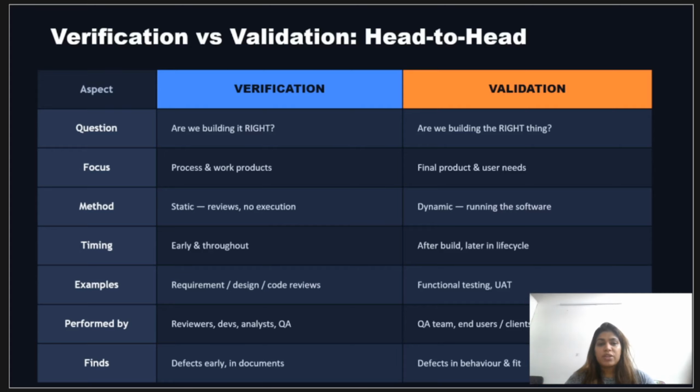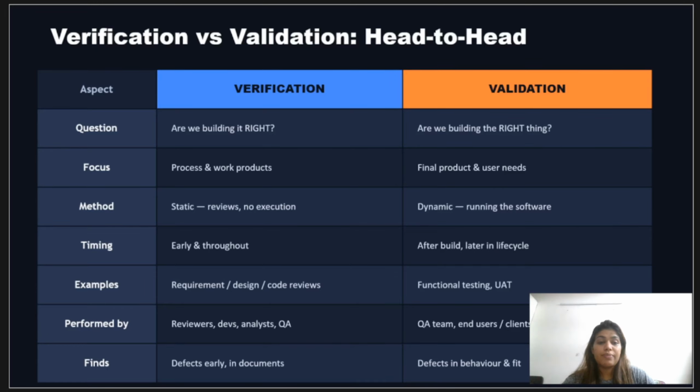Now, let's put everything side by side in one comparison table so that you can memorize one slide from this module to get a clear understanding of verification and validation. So, in verification, the question is building it right versus building the right thing. The word order is the whole difference here. The focus in verification is the process and the intermediate work products. On the other hand, for validation, it's the finished product. The method used in verification is static, while in validation, it is dynamic. The timing of verification is early and throughout, continuous. Validation generally happens later, after we have something to run.